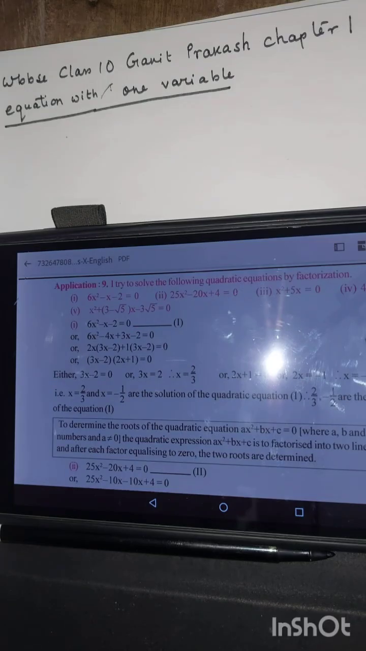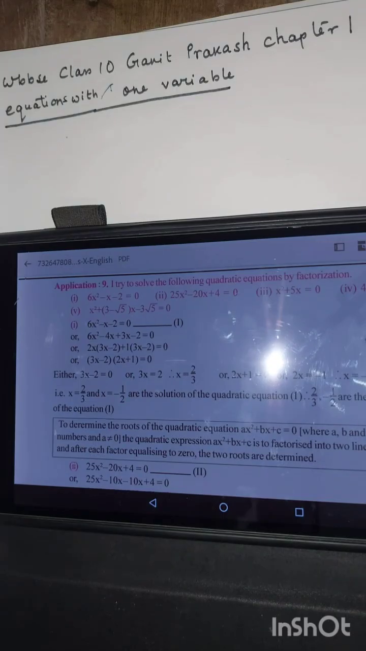I was teaching you chapter 1, that is quadratic equations with one variable, from the book Ganit Prakash of class 10, West Bengal Board of Secondary Education. I discussed chapter 1.1.